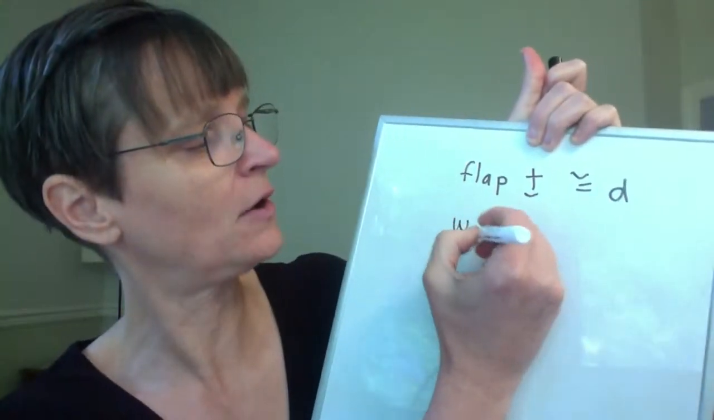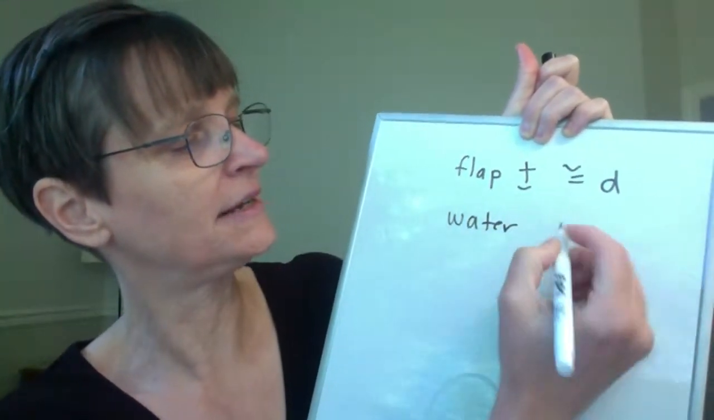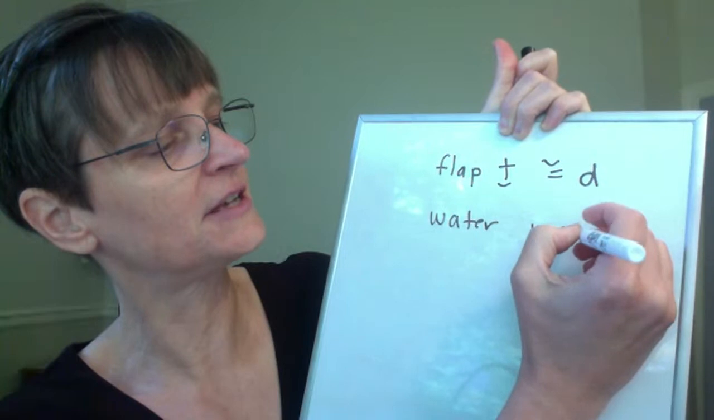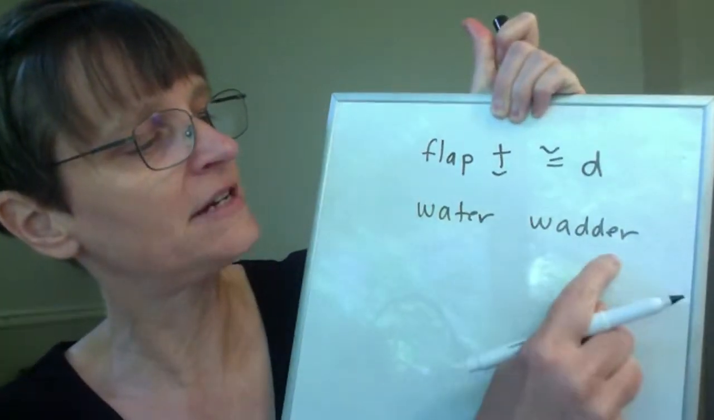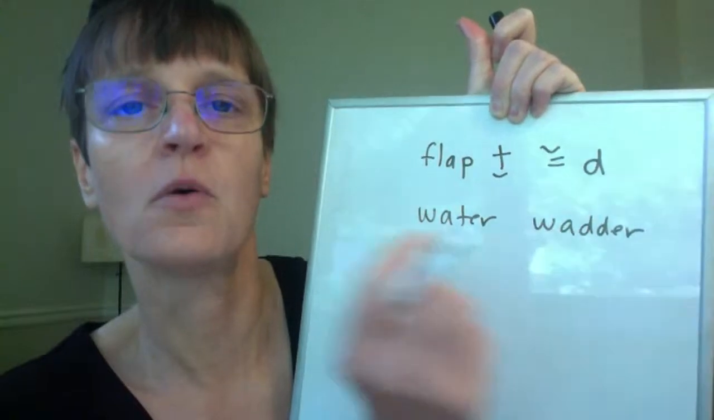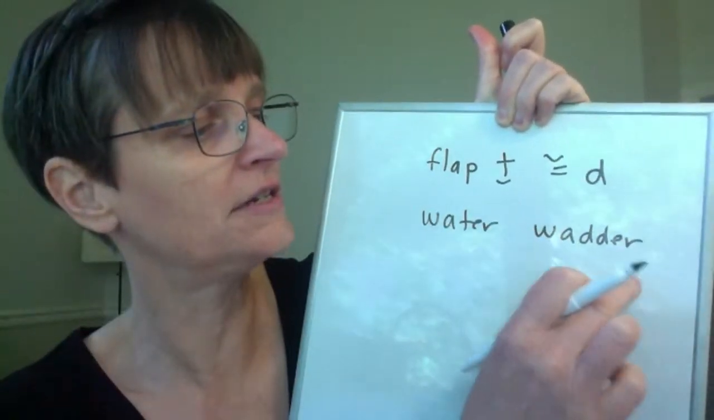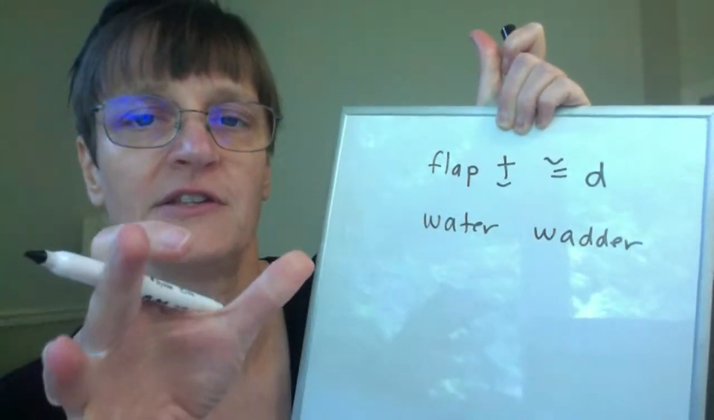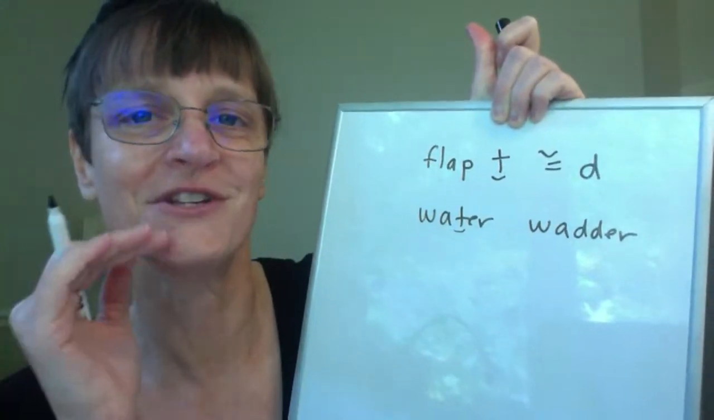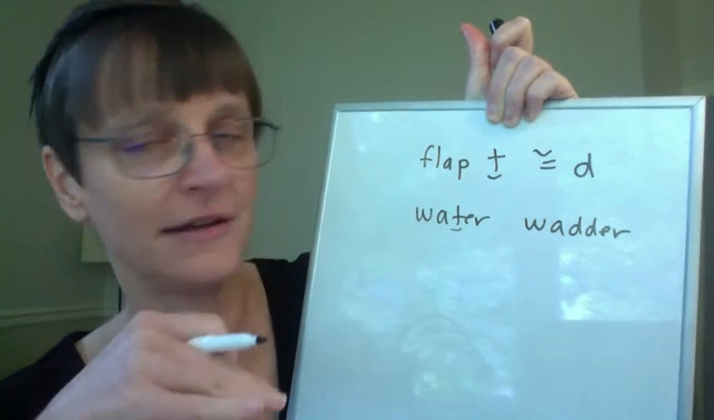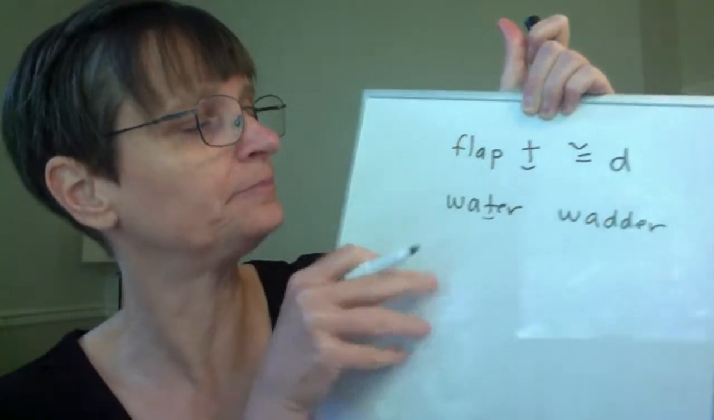So when I say water with a flap T, it's very close to saying something like water with a D. The main difference is if I say water, water with a hard D, I'm really blocking the air and then releasing again, versus water, water, I'm just tapping up lightly and then releasing and having my voice on.